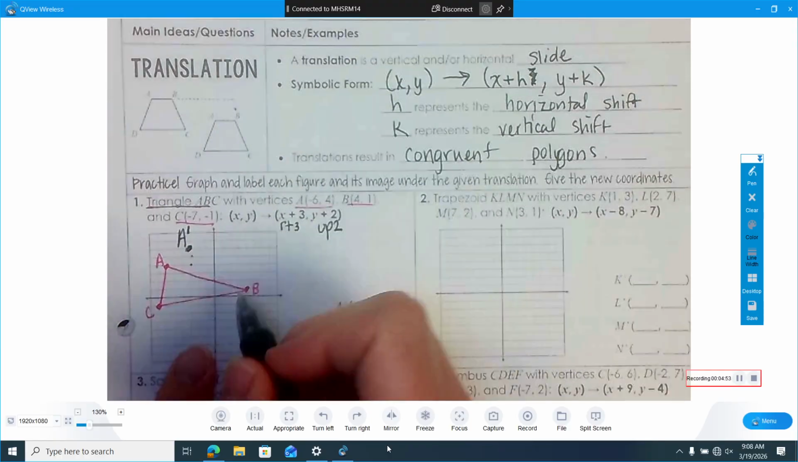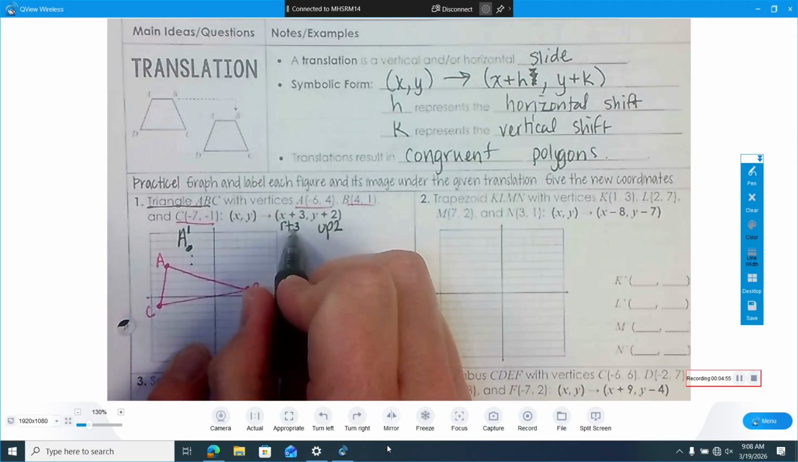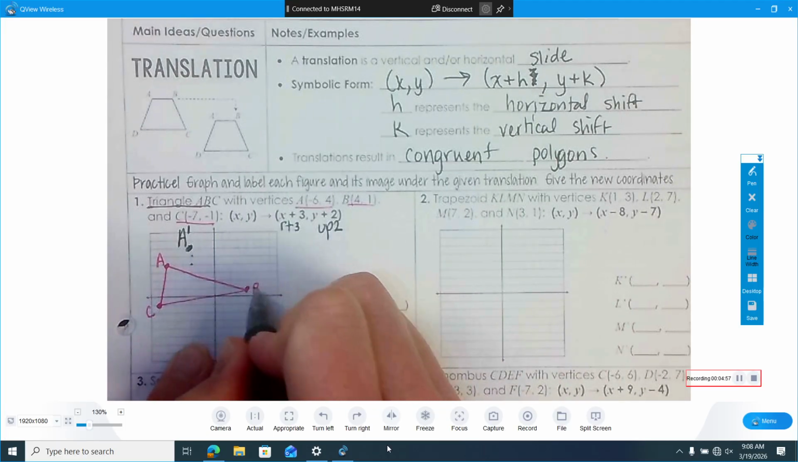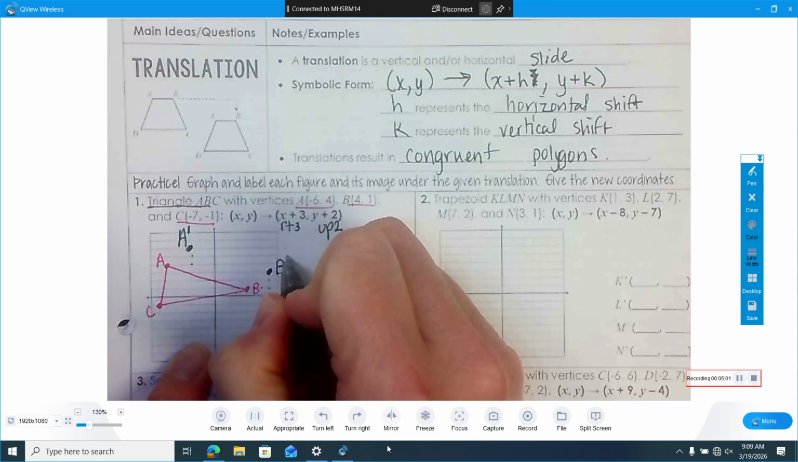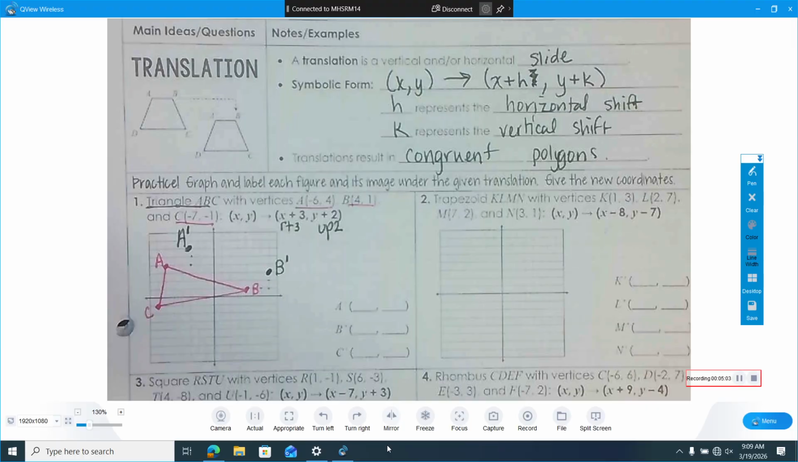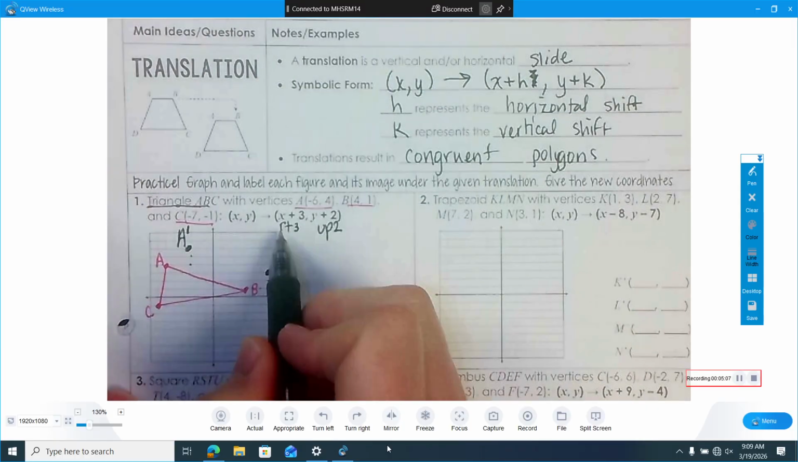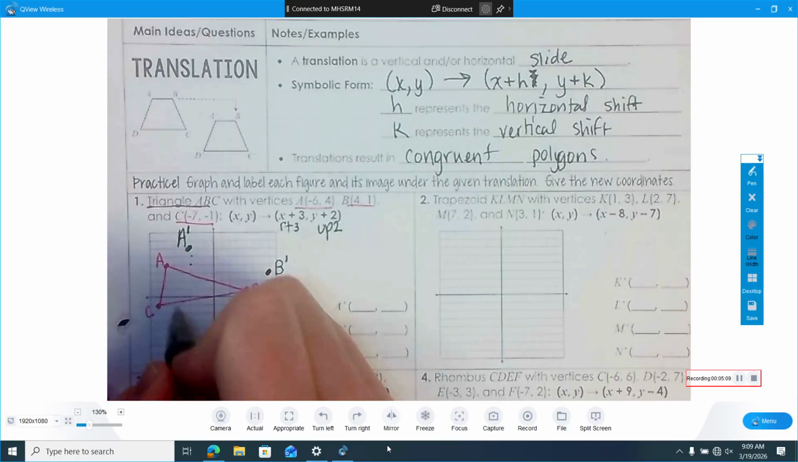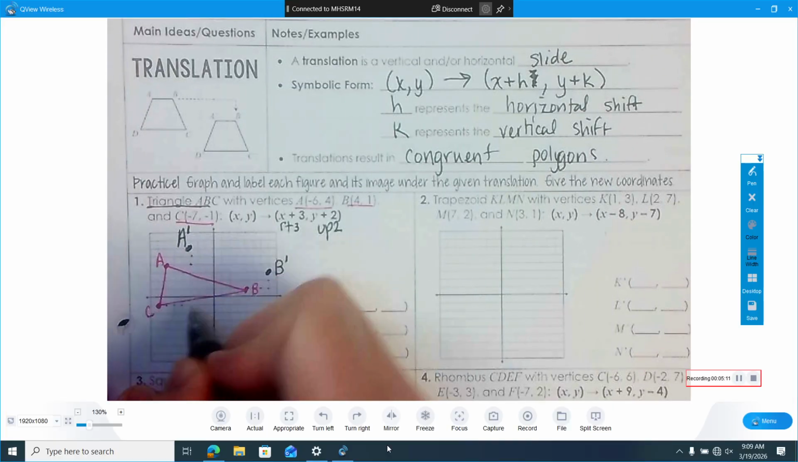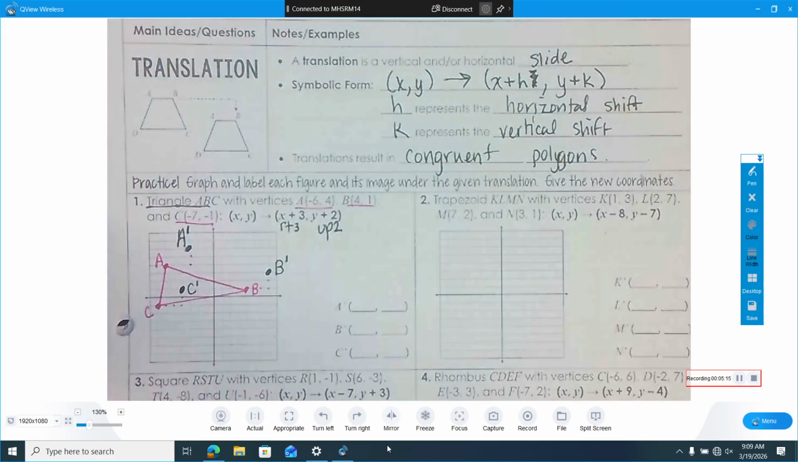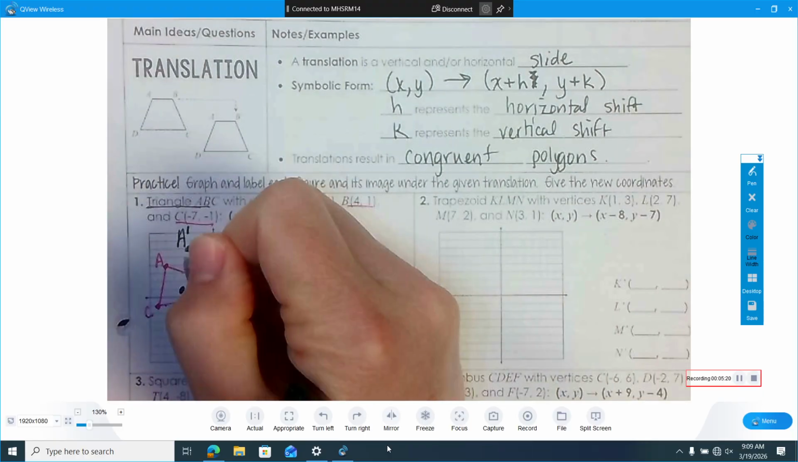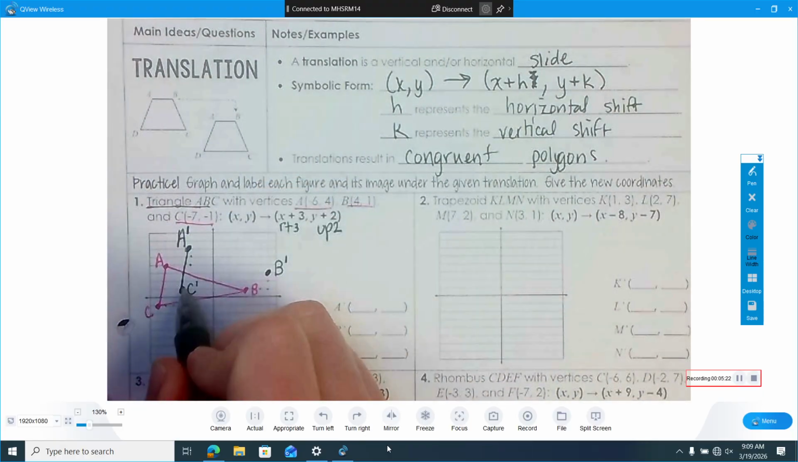I'm going to take point B and I'm going to count 3 to the right and 2 blocks up. 1, 2, 3 to the right, 1, 2 up, and here is B prime. And for C, same thing. 3 to the right and 2 up. So 1, 2, 3 to the right, 1, 2 blocks up. And so here is C prime. And that's it. There is our translated figure.